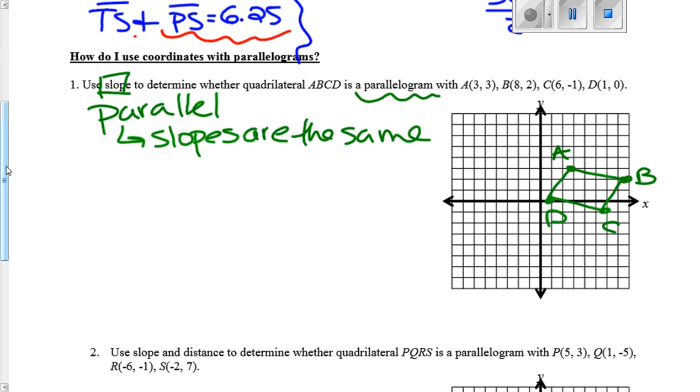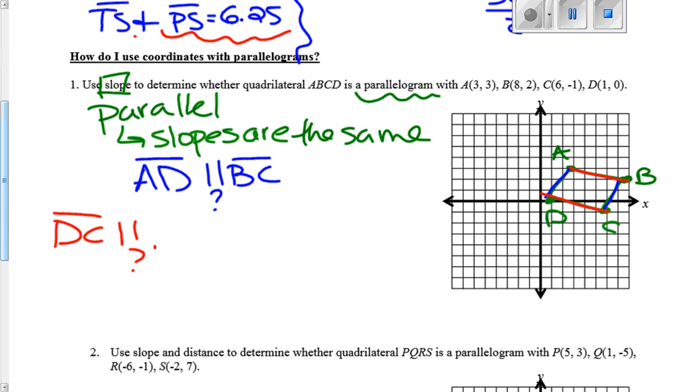So looking at my quadrilateral, I want to try and get AD parallel to BC, with a question mark, because we don't know if it is. That's what we're trying to prove. I want those two to have the same slope. And then I want DC and AB to have the same slope, because those are the opposite sides. So is DC parallel to AB? I'm just going to find the slopes of each and see if they're the same. Let's start with AD and BC.